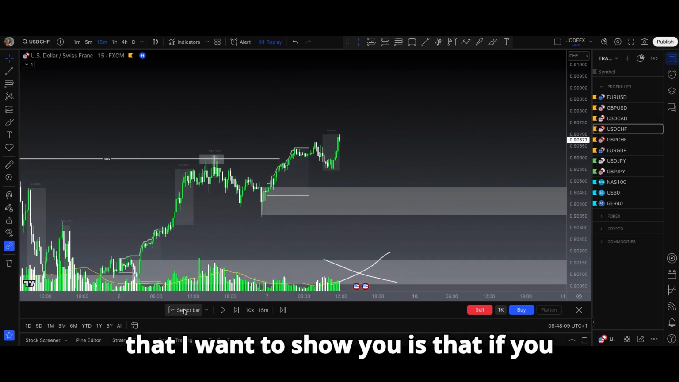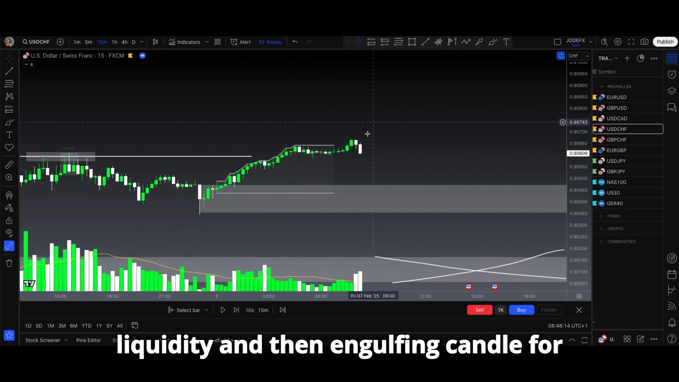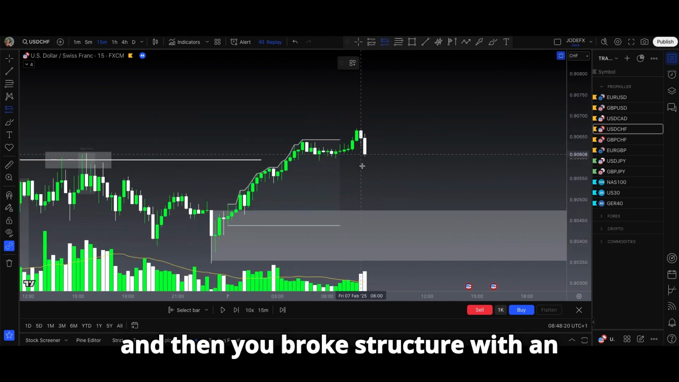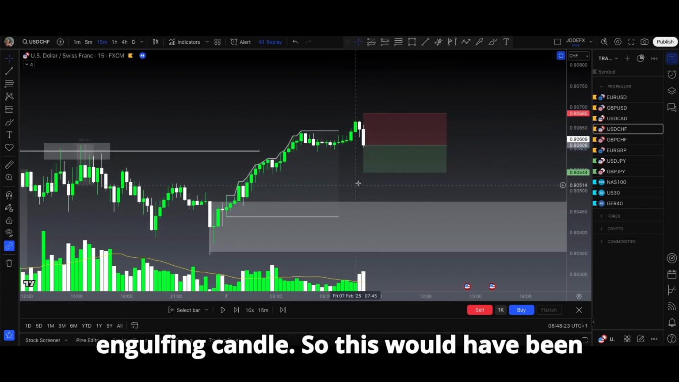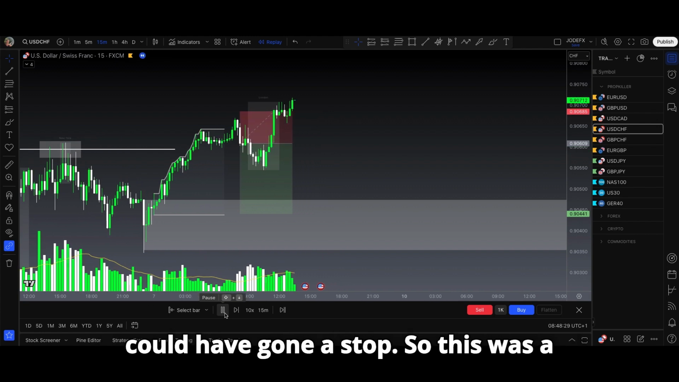One thing that I want to show you is that if you just trade this strategy based on liquidity and then an engulfing candle, for example, here you should have taken a trade, right? Because you took Asian high and then you broke structure with an engulfing candle. So this would have been a trade following the strategy that everyone teaches you. But as you can see, it would have gone to stop.